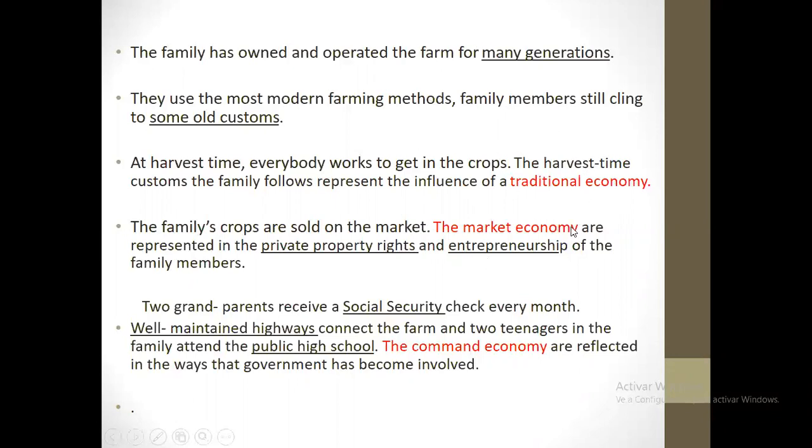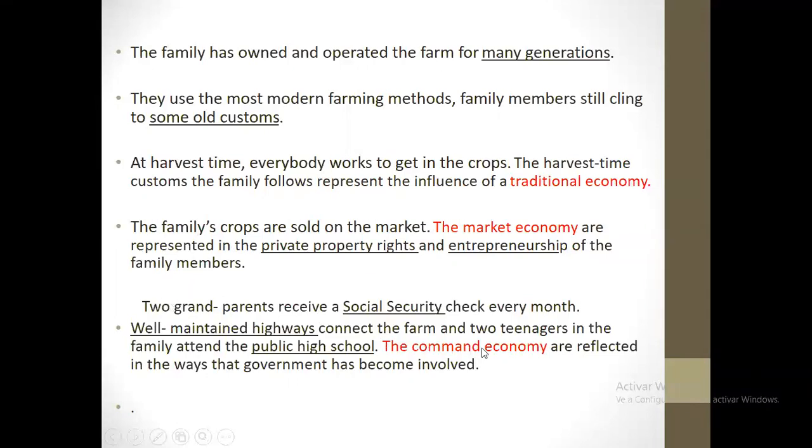Now, market economy. The family's crops are sold on the market. That's common in a market economy, and it is represented in the private property, rights, and entrepreneurship of the family members. Entrepreneur, remember, que son los dueños de las empresas, en este caso de la granja, ya los empresarios.